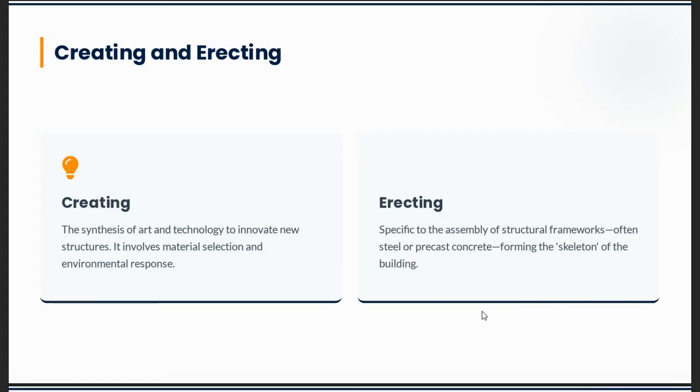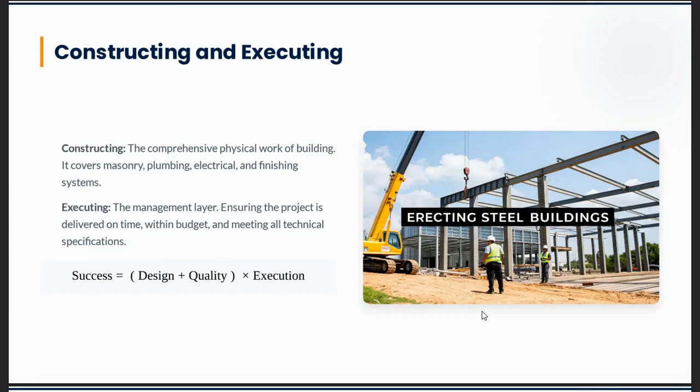The specific assembly of structural frameworks, often steel or precast concrete, forming the skeleton of a building is called erecting. Constructing and erecting have to be done properly. Constructing is the comprehensive physical work of building; it covers masonry, plumbing, electrical, and finishing systems.